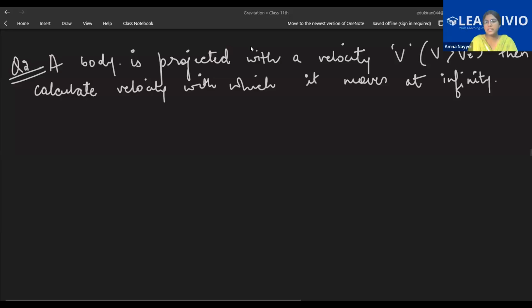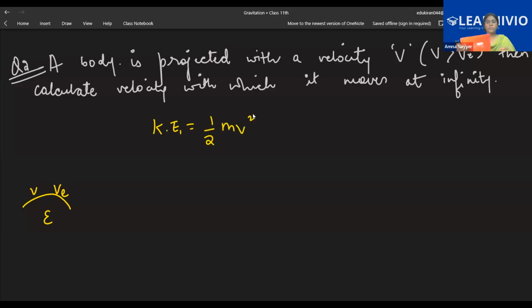Okay, see, this question says that a body is projected with a velocity v. It means at the surface of Earth, the velocity is v, and at the surface of Earth, the escape velocity is ve. So when you write about the kinetic energy, the first kinetic energy here is half mv square. And when you are talking about the kinetic energy in the second one, kinetic energy 2, it is half m ve square. So this is the change in kinetic energy.